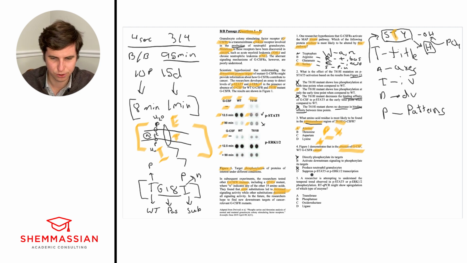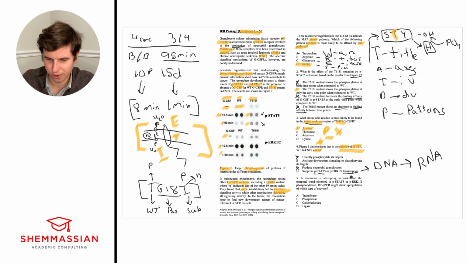And then D, suppress p-STAT5 or p-ERK transcription. That's a little bit of a weird word to use there because, right, transcription is the process of creating RNA from DNA. And p-STAT5 and p-ERK1/2 are proteins, right? So we would have to translate RNA to make the protein, and then they're post-translationally modified. That's what the P is, right? That's phosphorylated. So they're post-translationally modified proteins.